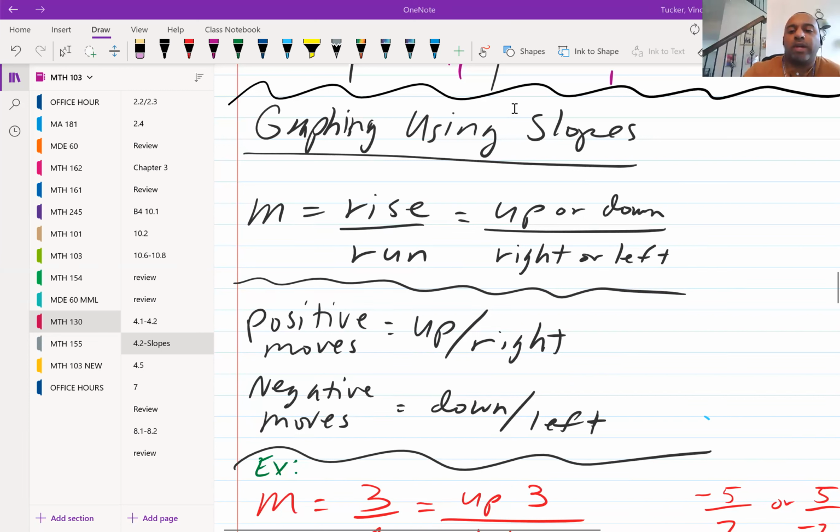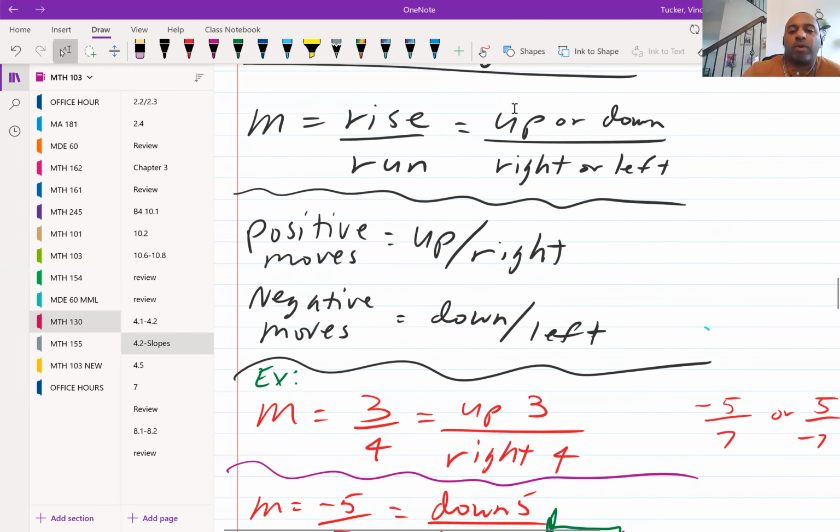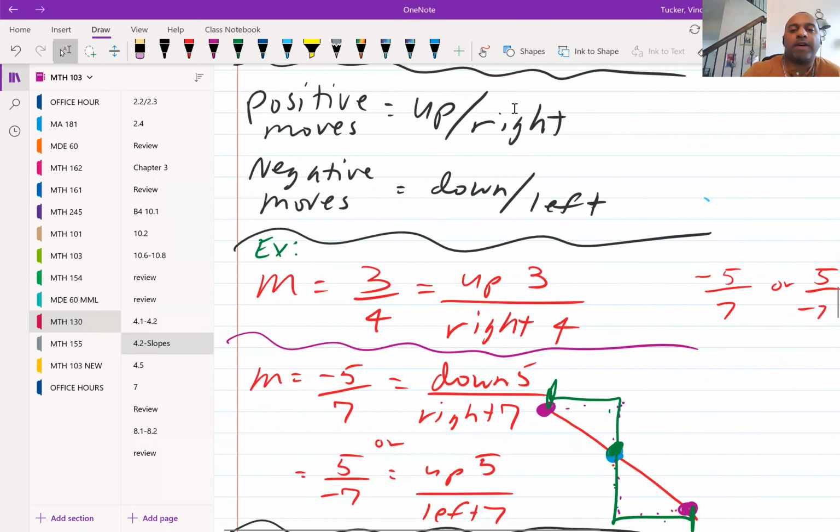All right. So let's look at how that works. If I have a positive 3/4, that means I will go up 3, right 4. So your slope is not a point. Once again, it's a set of directions telling you what to do and how to generate another point. So it's up 3, right 4.